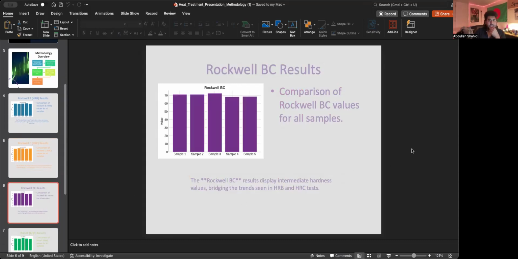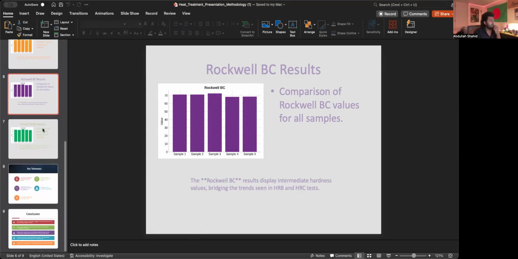And then this is the Rockwell BC results. The BC results serve as an intermediate measure between the B and C scales. So they basically bridge the gap, confirming that for certain materials, heat treatment effects sit in like a middle hardness range. This helps when dealing with alloys that don't fall cleanly into the soft or hard category, but still need predictable hardness values. So there's that.